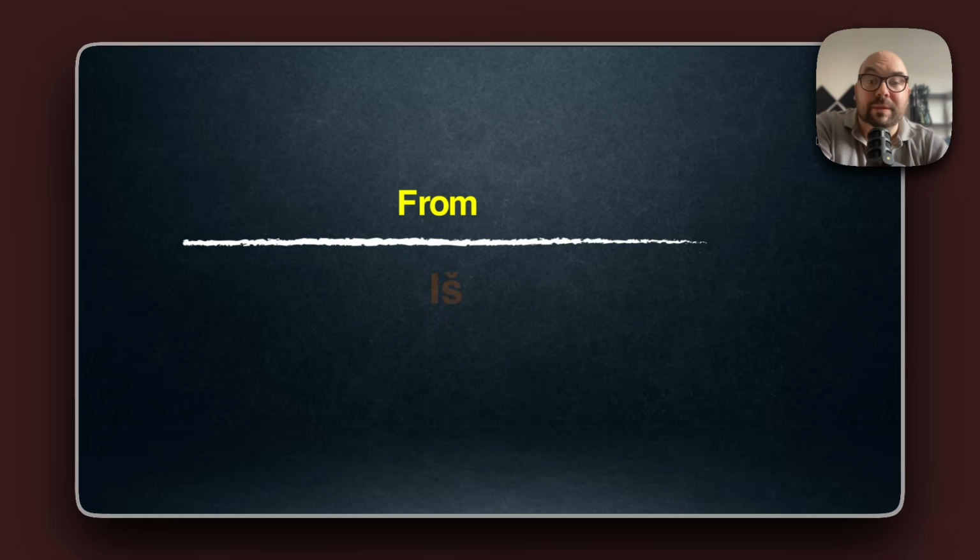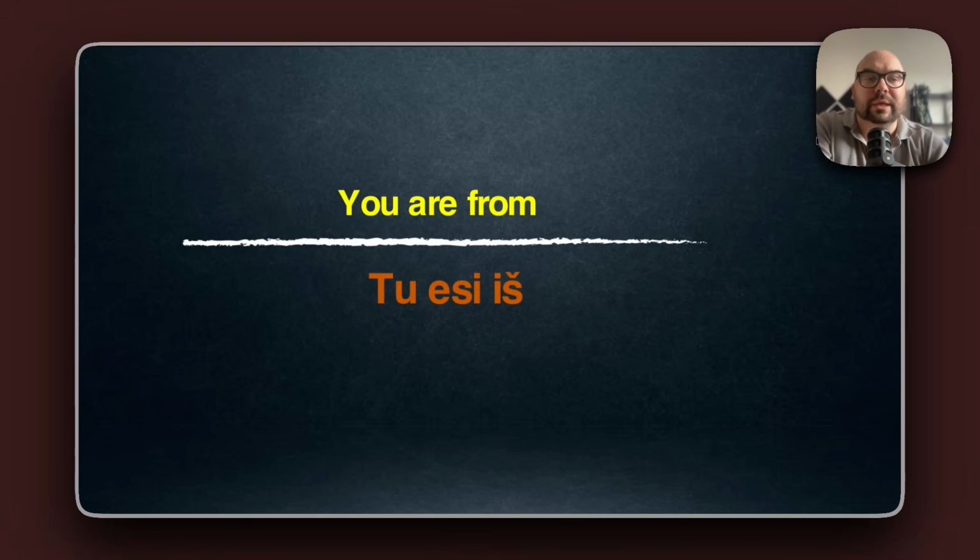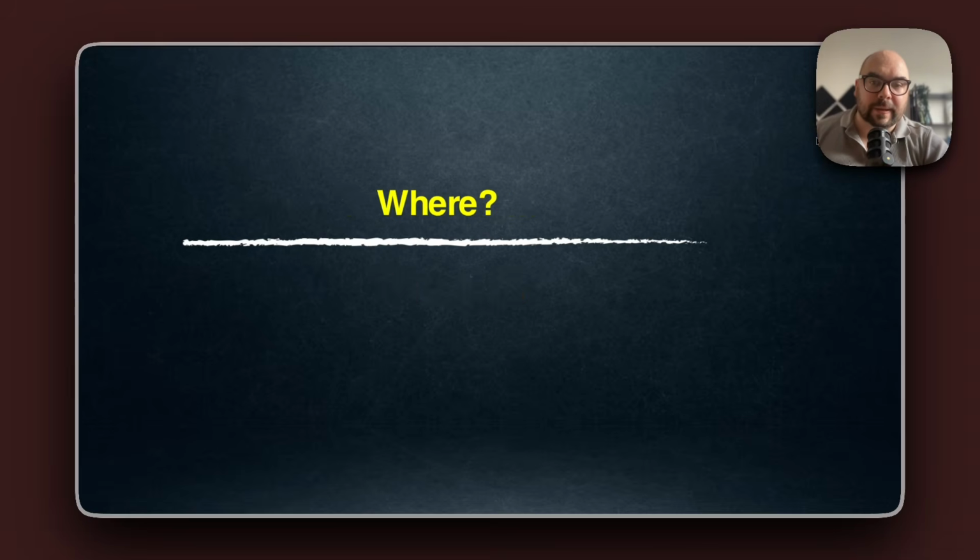From would be iš. So the preposition from is iš. You are from: tu esi iš. Tu esi iš, right?